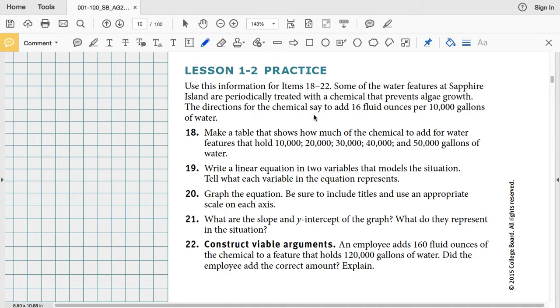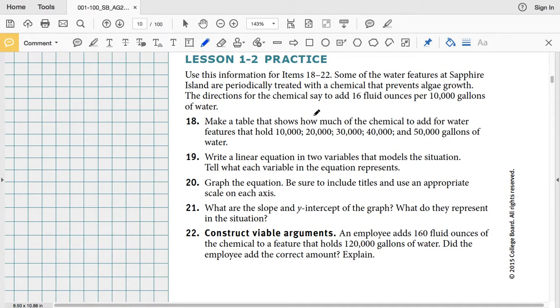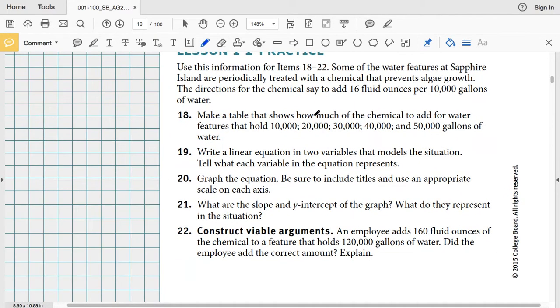Okay, so these are the practice problems for lesson 1-2 for Algebra 2 Honors. And right away it says, looks like we've got use this information for items 18 through 22. Some of the water features at Sapphire Island are periodically treated with a chemical that prevents algae growth. The directions for the chemical say to add 16 fluid ounces per 10,000 gallons of water.